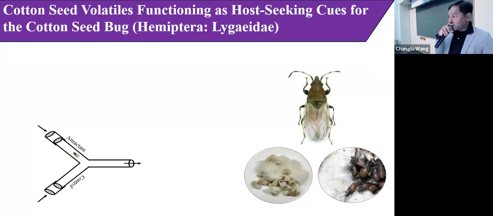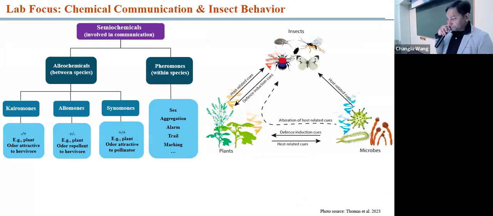So here, what we want to do is to get the pheromone, because there are no monitoring tools to detect that insect. So we are trying to develop a pheromone, an aggregation pheromone, to detect that insect, and we can use it in the field. Our lab focuses on chemical communication and insect behavior. What we do is evaluate semiochemicals, that is allelochemicals and pheromones.